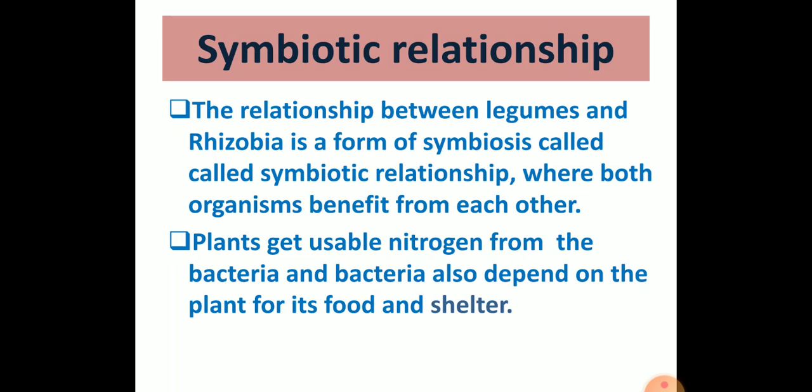Now we come to know that Rhizobium is a nitrogen fixing bacteria and is very important for the survival of life on the planet. Hence, the bacterium and the leguminous root nodules live together for mutual benefit. This process in which two organisms live together for mutual benefit is called symbiosis. In this process, the plant gets usable nitrogen from the bacteria and the bacteria also depend on the plant for food and shelter.